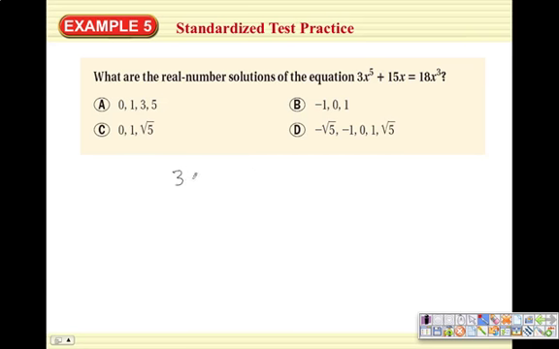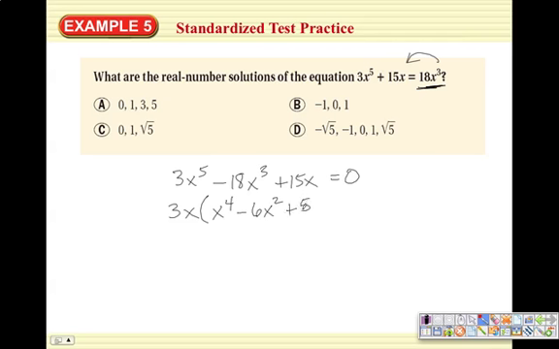So we got 3x to the 5th, and then we're going to move this over to this side, so we're going to subtract it. So minus 18x cubed. Now we still have plus 15x equals 0. Next, you notice 3, 18, 15. You can pull out a 3, and you can pull out an x. So let's pull out a GCF at step 2. And we get x to the 4th here. We get minus 6x squared. Now we get plus 5 here equals 0.